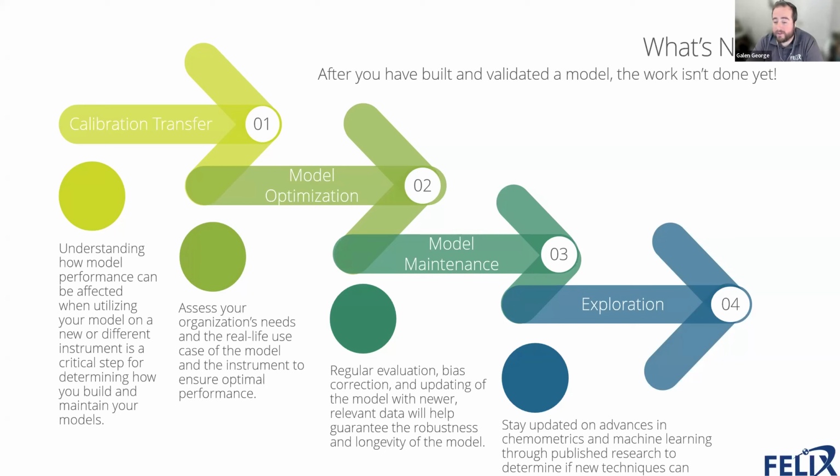And then the last step is a little more optional, but it's definitely something that everyone should be aware of: general exploration and staying updated on advances in chemometrics and machine learning, reading publications to determine if there's anything new that has been discovered that can be implemented and actually help improve the performance of your models.